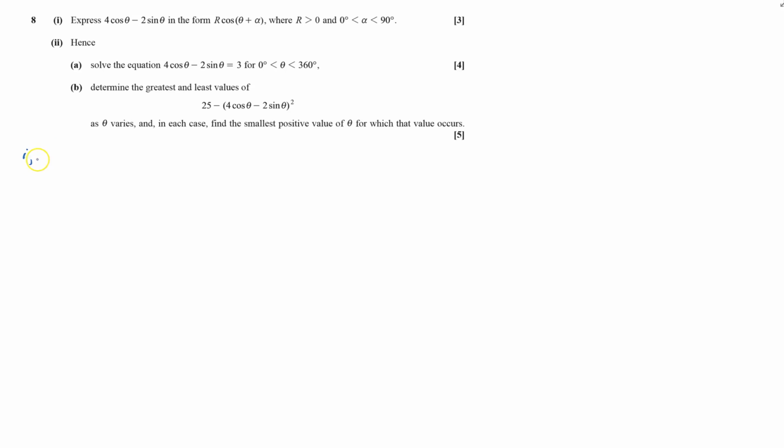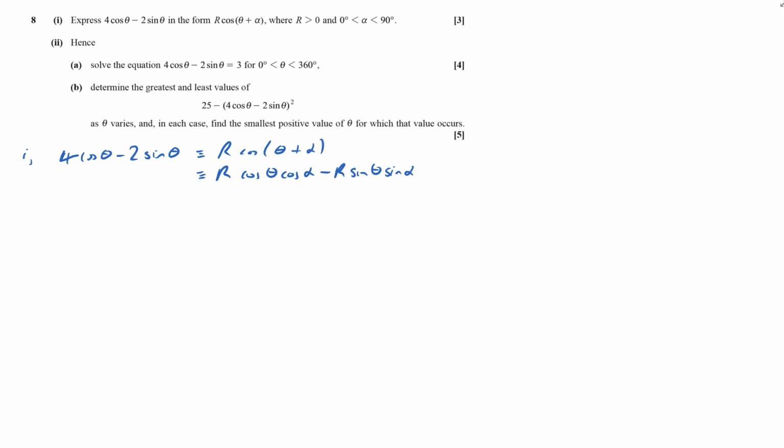Okay, so the first part, I've got to write 4 cos theta minus 2 sine theta in the form of r cos of theta plus alpha. I like expanding that right hand side first, so it'll be r times cos theta cos alpha, and then in the middle I get minus here, and it's sine theta sine alpha, but I've got to times by the r as well, so it's r sine theta sine alpha.